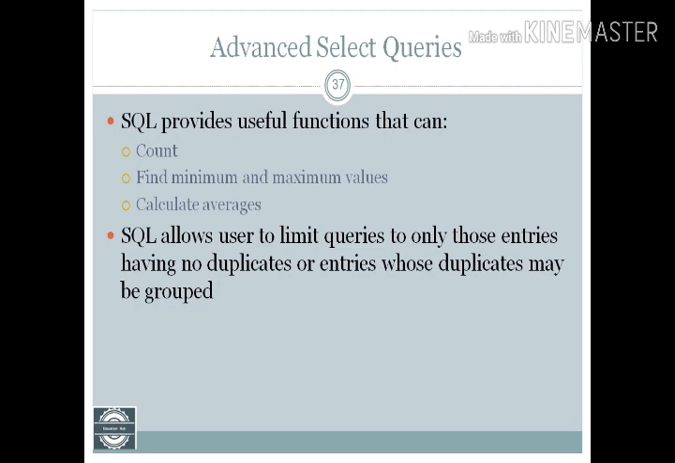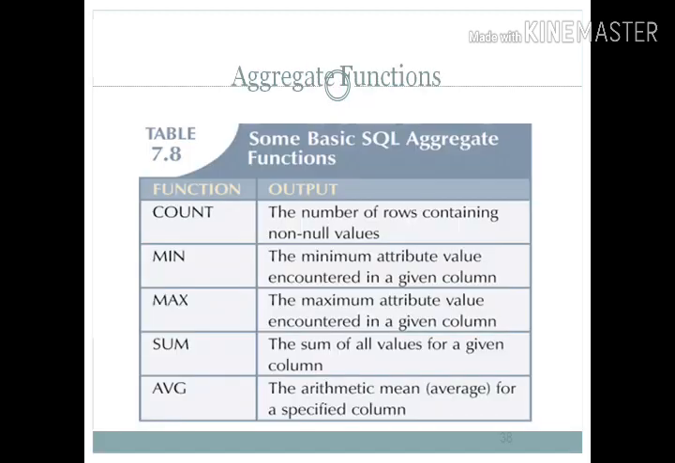Now in the case of advanced SELECT queries, the queries give you the count, find minimum and maximum values, or calculate the average. Here this type of limit queries come to our side. Here the GROUP BY values will come, and aggregate functions. These I have already discussed. Aggregate functions are count, min, max, sum, average. Here in tabular form I am showing you all the aggregate functions and their outputs. Please follow the screen once.